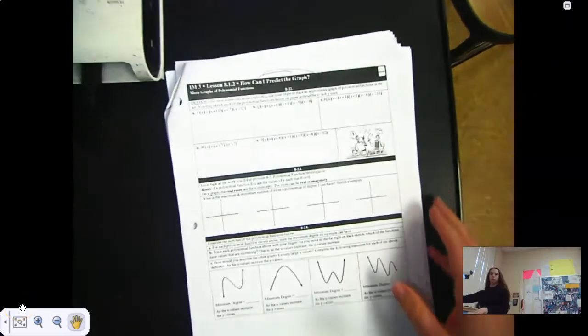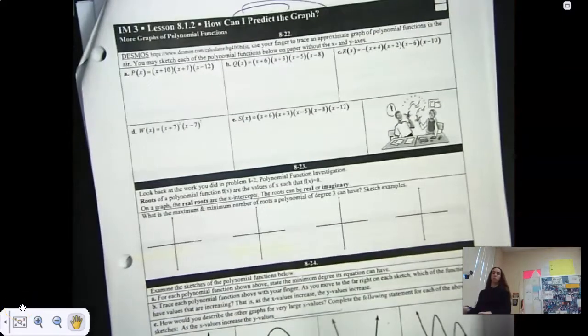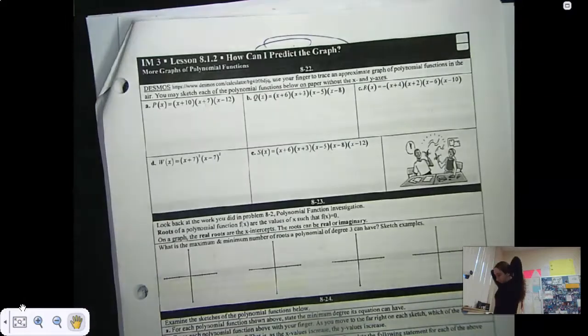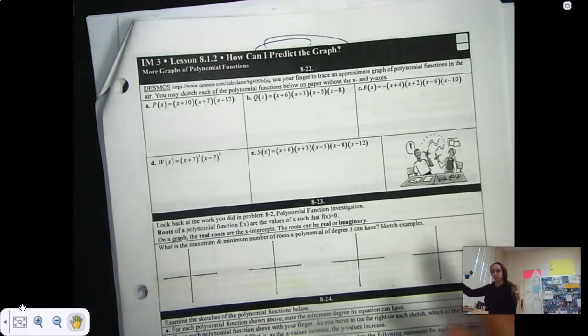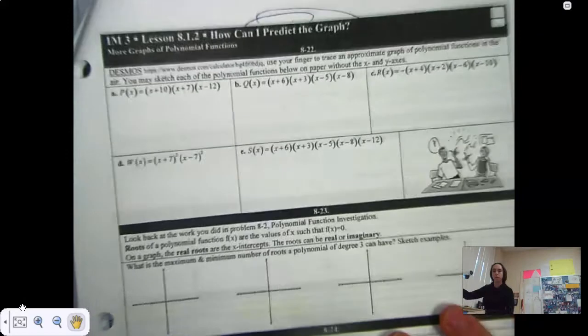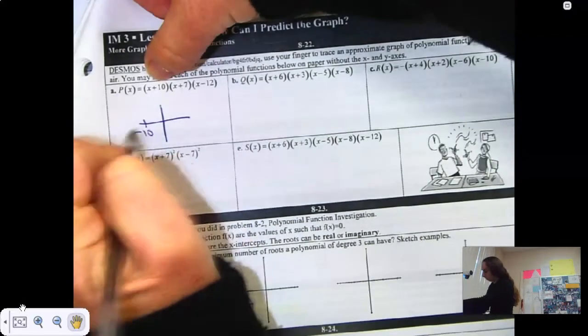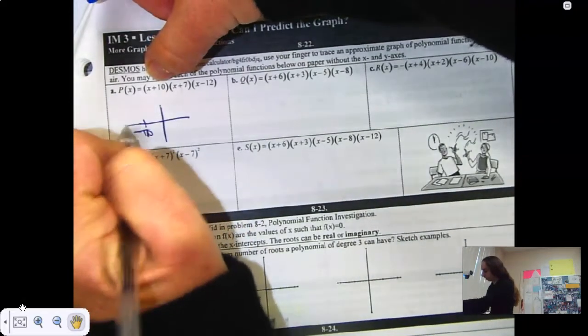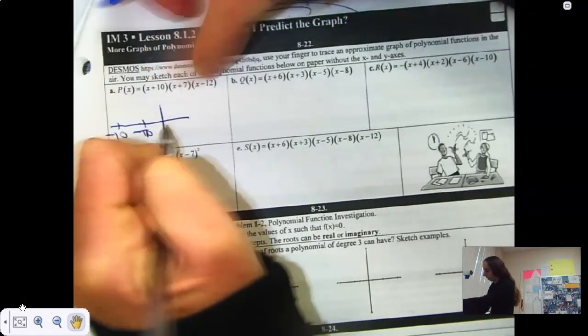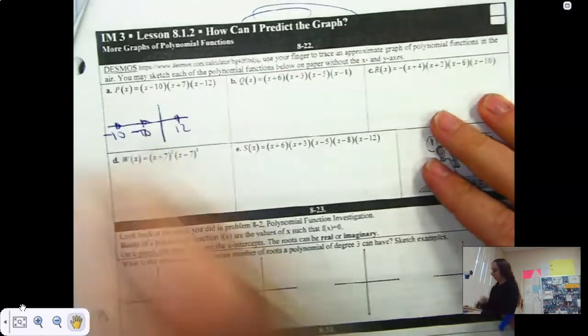So we're going to go even further on what we did previously. Can you predict the graph? We've done some hints about it, but there are some things we need to make sure we know. We know the zeros: -7, -10, and 12. So we know it's going to cross here, here, and here.